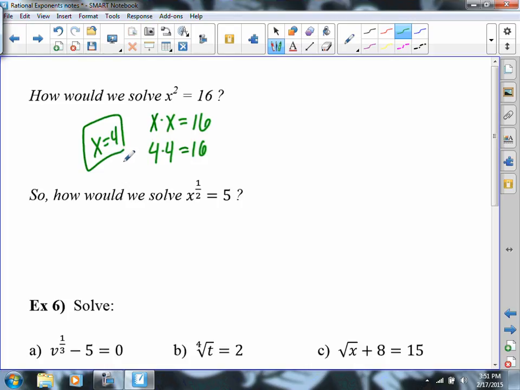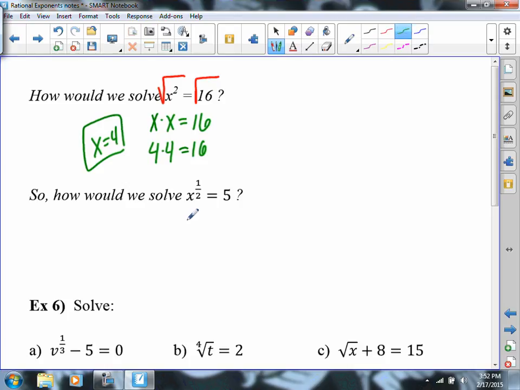Okay? There's another way to do this though. The opposite of squaring something is to take the square root of it. And the square root of 16 is 4. Okay? So we need to be aware of that concept of opposites here.